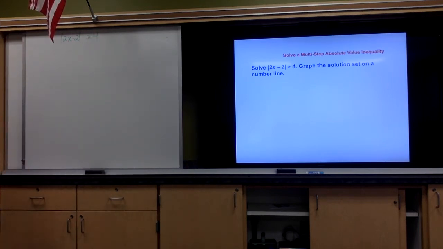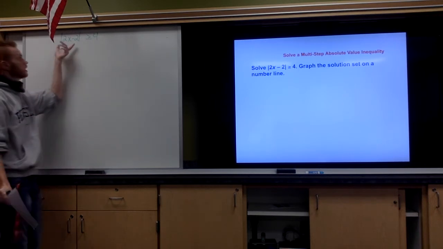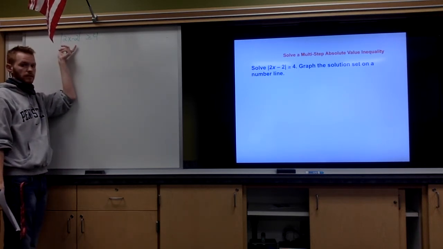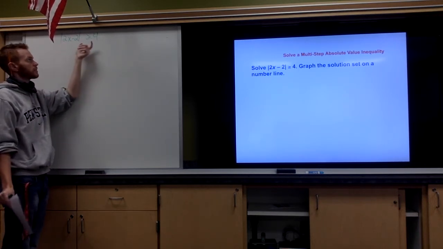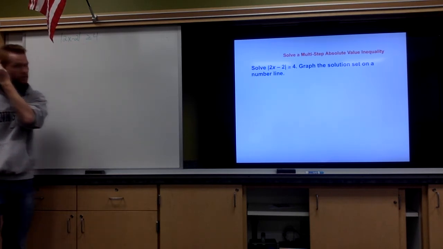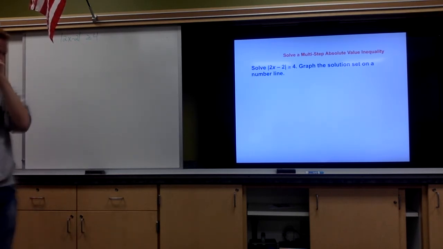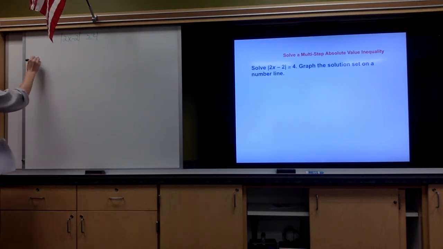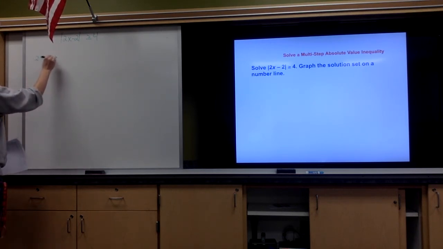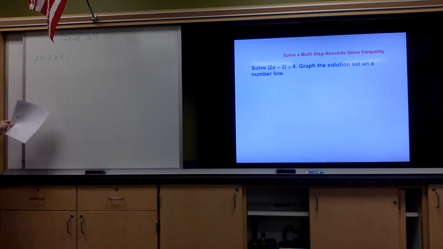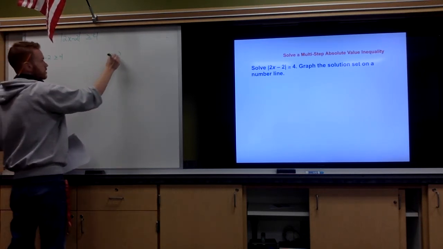Okay. We are still talking distance. This guy, whatever it comes out to be, this number has to have a distance that's greater than or equal to 4 from 0. Okay? Just like absolute value before, there's always two cases. The first case, I don't change nothing. I leave it as it is. Inequality symbol stays the same. The number to the right stays the same. On the other side, it changes.